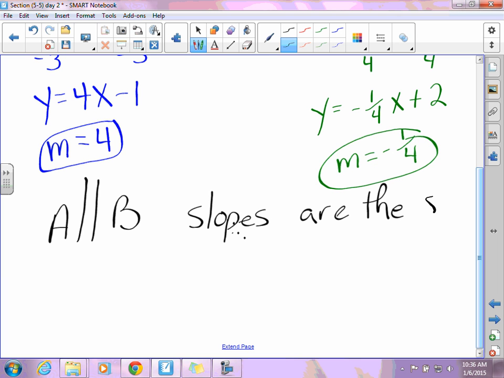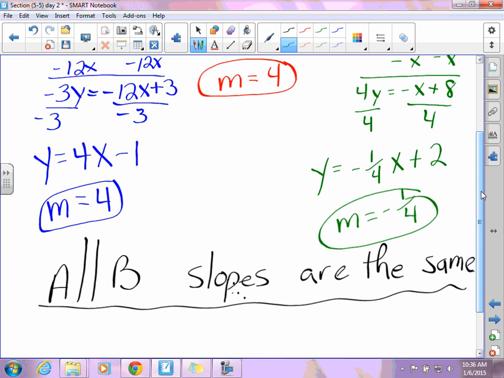Okay, now let's talk perpendicular, right? Take a look at A and B. A and B aren't perpendicular. How about A and C? A and C are perpendicular. So A is perpendicular to C. B is perpendicular to C. Why? That's correct. So the slopes are opposite reciprocals.